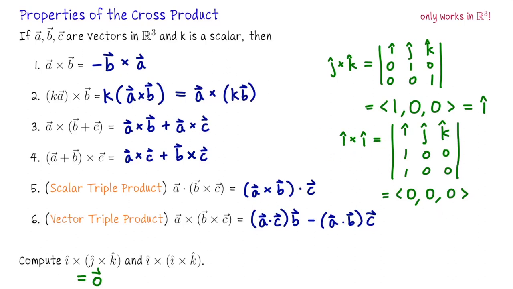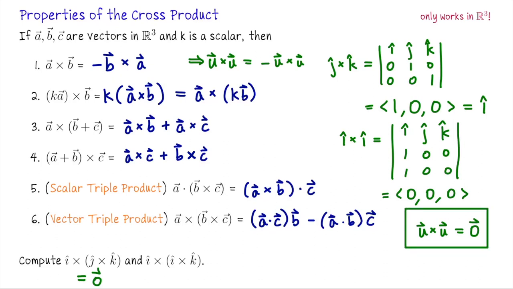I cross I giving us the zero vector is actually true about any vector crossed with itself, and it comes out of this first property. If A cross B is negative B cross A, suppose I replaced A and B here with the same vector U. So the first vector is U, the second vector is U. Now imagine I flip the roles, so from the left-hand side of property 1, I go to the right-hand side. You're not going to see a difference in the U's, but we're going to pick up a negative sign. So that means U cross itself must be 0, because no non-zero number could be equal to its own negative.